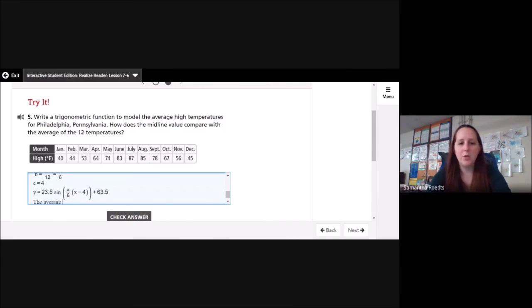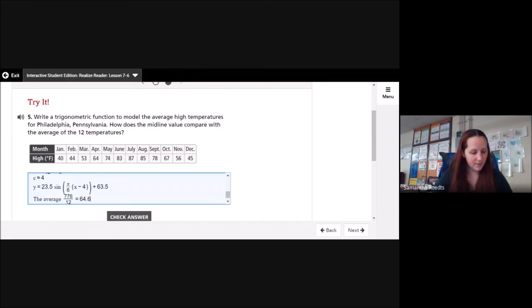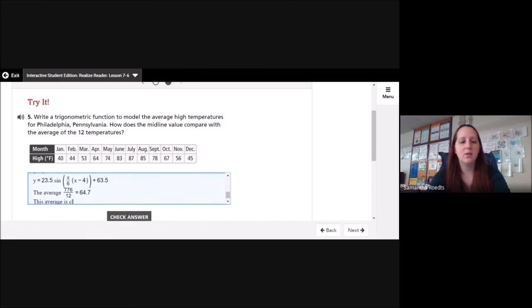I can find the average temperatures. So the average, remember we just add them all up. So 40 plus 44 plus 53 plus 64 plus 74 plus 83 plus 87 plus 85 plus 78 plus 67 plus 56 plus 45. So the average is 776 divided by 12, which is 64.6 repeating, which is 64.7. So this average is close to the midline of 63.5.